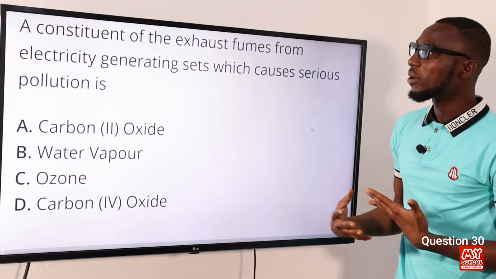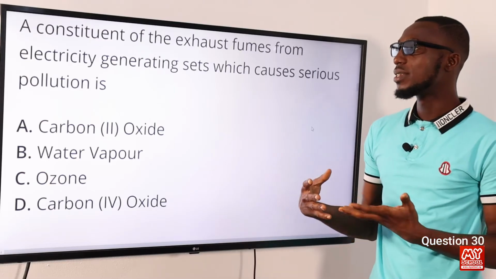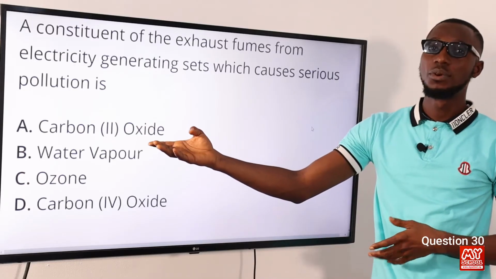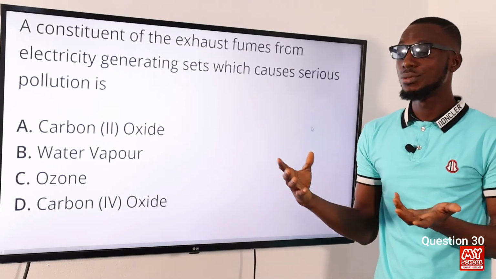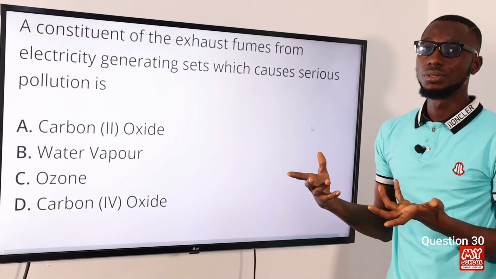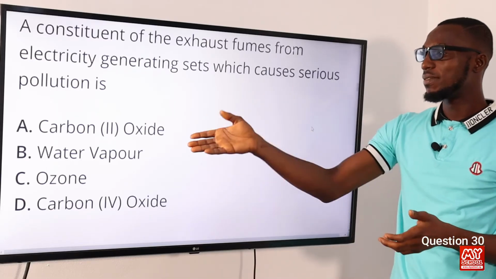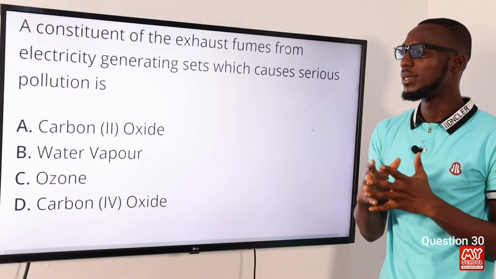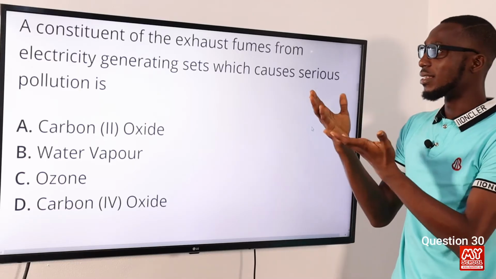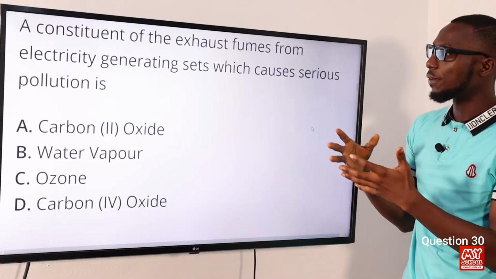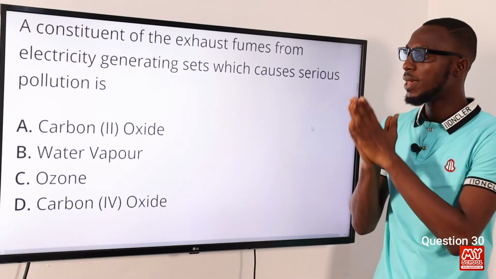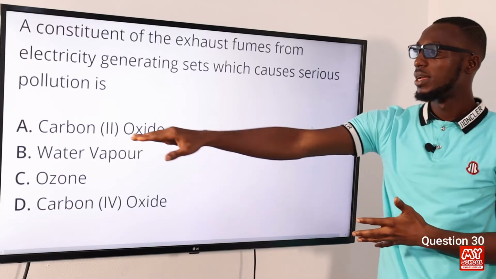Question 30. A constituent of the exhaust fumes from electricity generating sets which causes serious pollution is what? Carbon monoxide. This is due to the incomplete combustion of gasoline fuel. It is colorless, odorless, and tasteless, but it is very poisonous. It is one of the exhaust fumes that you get from your generators, and it causes serious pollution. So the correct option is option A, carbon monoxide.